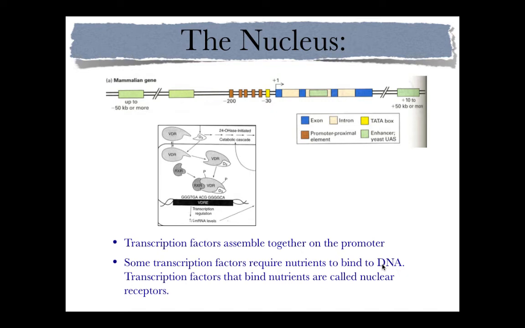What's +1? Transcription start site. Right, so here's DNA, double-stranded. We've got some rectangles here, different colors, and we've got an arrow +1. That indicates transcription start site, which means that's the first nucleotide of the RNA. Remember, transcription is DNA to RNA. So this is where transcription starts.